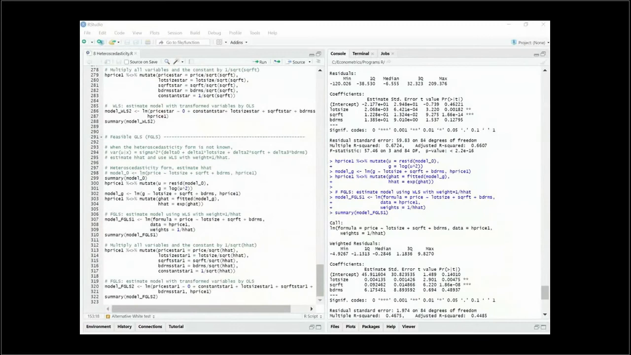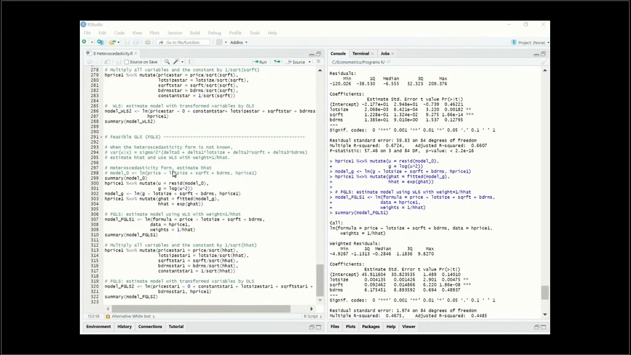So finally, let's talk about feasible generalized least squares, and this is when the heteroscedasticity form is not known. In this case, we would assume that the variance of u is sigma squared times an expression that depends on the independent variables, and because we don't know these coefficients, we would be estimating this functional form. So the goal here is to estimate this h hat and use it in weighted least squares with the weight of one divided by h hat.